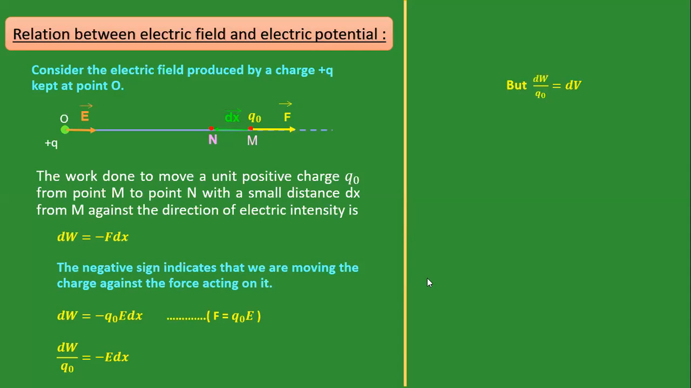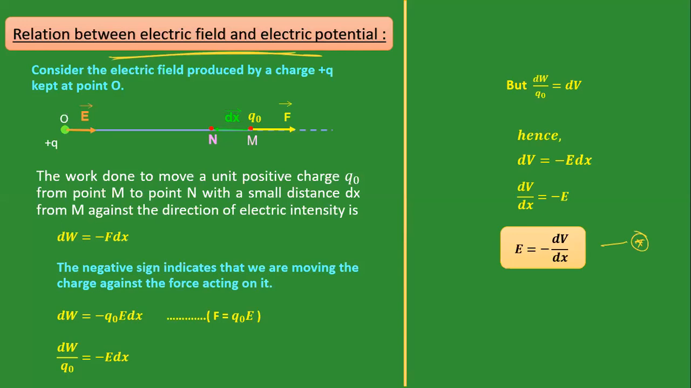But dW by Q0 is the potential difference between these 2 points. In the previous article, we already learned potential difference. Okay? Now we substitute. Hence, dV is equal to minus E into dx. Now we transfer dx to this side. dV by dx is minus E. Now we can write the formula of E. And this is the relation. This is a relation between electric field and electric potential.